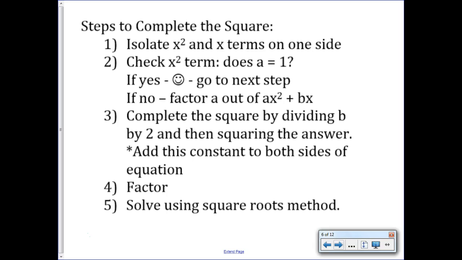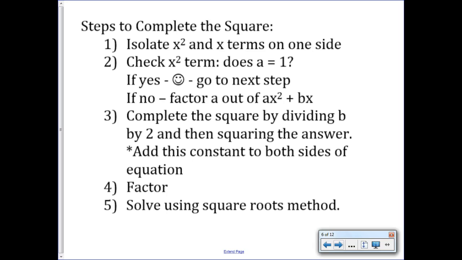So steps to completing the square. The first thing we need to do is make sure the x squared and the x terms are on one side. We're going to move our numbers to the other side. We're going to check the x squared term. If a equals 1, we're good to go. We can move on. If a does not equal 1, we need to factor out a. Then we can complete the square by dividing b by 2 and then squaring that answer. We need to add that value to both sides of the equation so that we don't change the equation. At that point, we can factor and then we can solve using the square roots method.